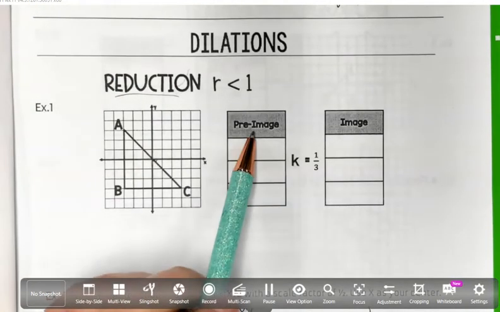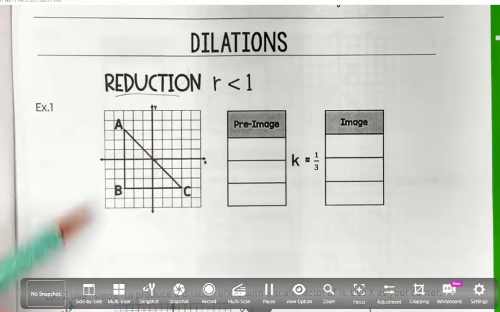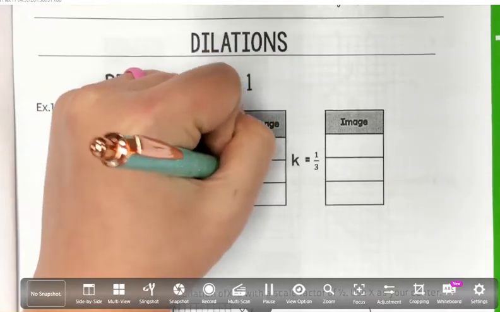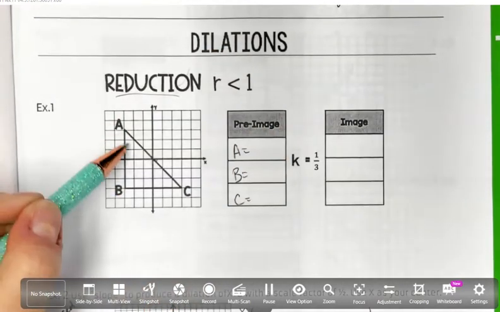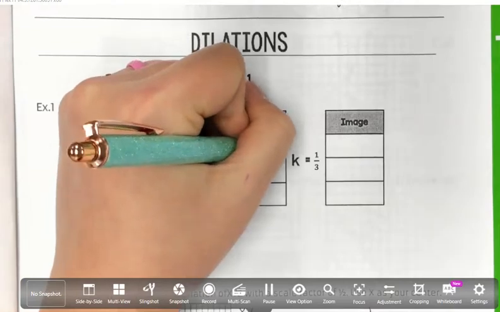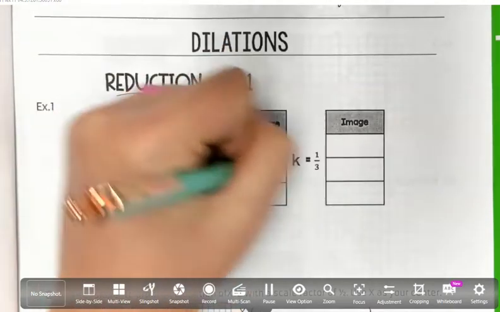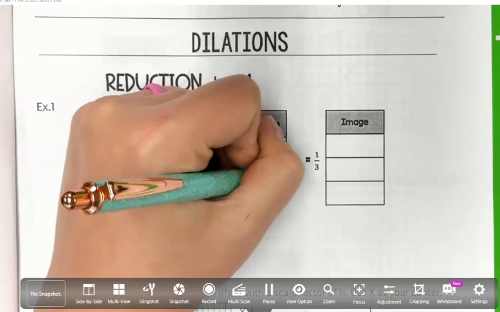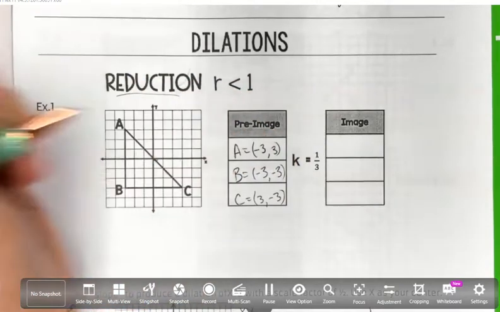Well, first I've got the pre-image, and then the image is after that. Okay, so this pre-image is what is in the picture. So I've got my points A, B, and C. And A is -3, 3. B is -3, -3. And C is 3, -3.